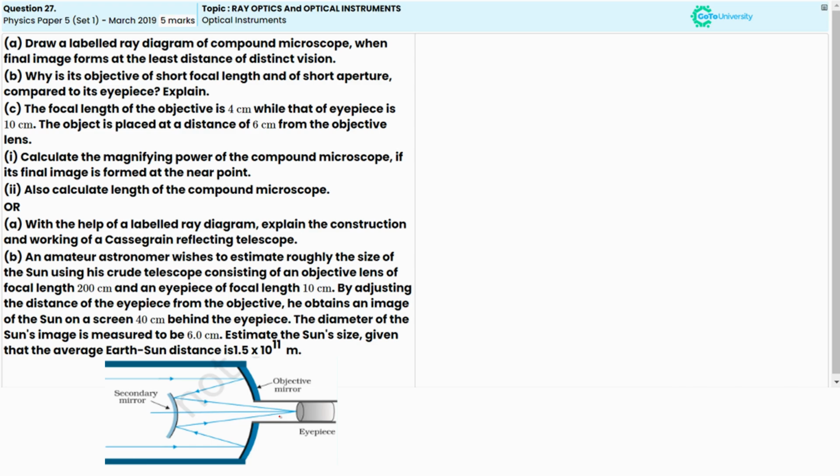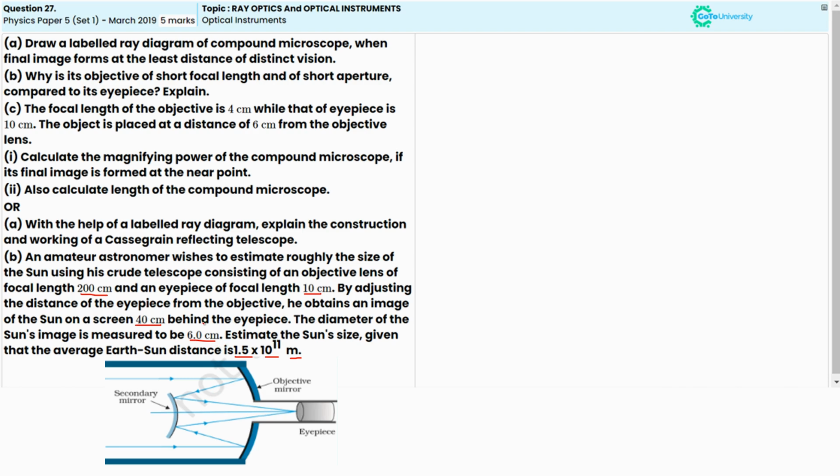Then part B: an amateur astronomer wishes to estimate roughly the size of the sun using his crude telescope consisting of an objective lens of focal length 200 centimeter and an eyepiece of focal length 10 centimeter. By adjusting the distance of the eyepiece from the objective, he obtains an image of the sun on a screen 40 centimeter behind the eyepiece. The diameter of the sun's image is measured to be 6 centimeter. Estimate the sun's size, given that the average Earth-Sun distance is 1.5 into 10 to the power of 11 m.